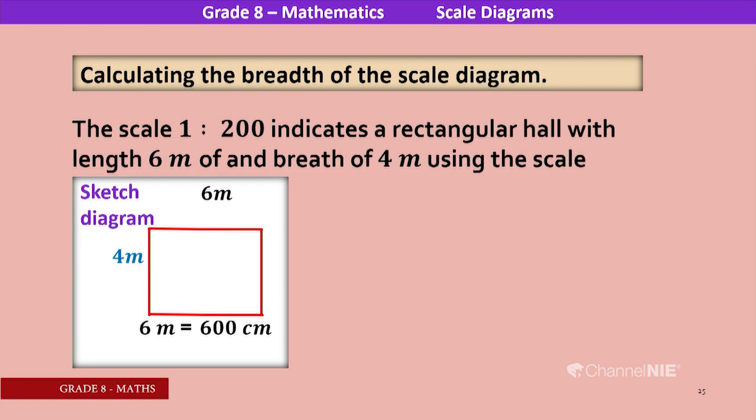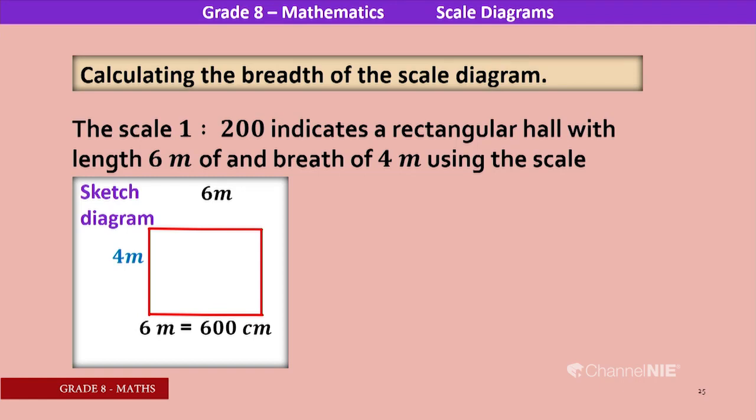Next one, calculating the breadth of the scale diagram. The scale 1:200 indicates a rectangular hole with length 6 meters and breadth of 4 meters using the scale.